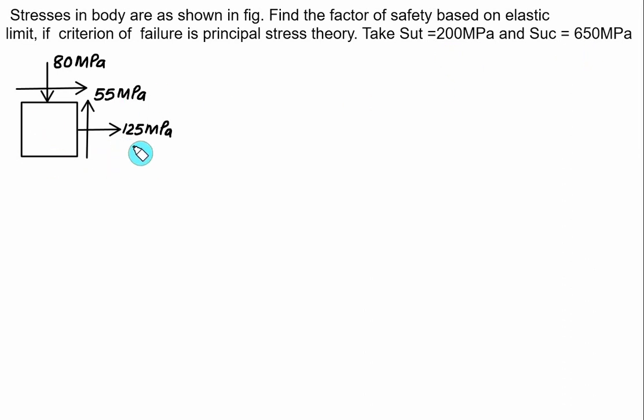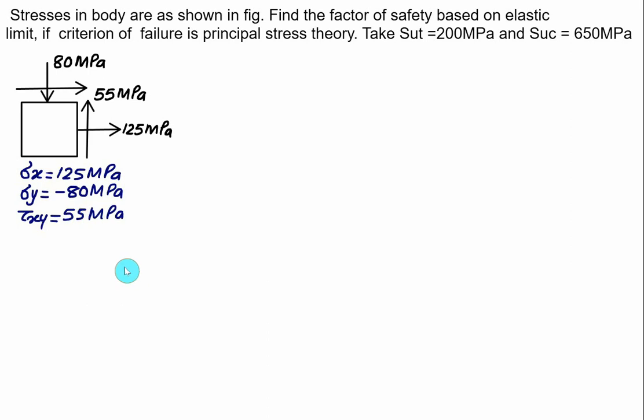The sigma x is shown outward, that is a positive value. So we have sigma x equal to 125. Tau xy is also a positive value because we are on the positive face and going towards the positive y direction. Whereas the 80 megapascal is a stress acting along the negative y direction, so it's a compressive stress. So sigma x is tensile, equal to 125 megapascal. Sigma y is compressive, so it is taken as negative, minus 80 megapascal, and tau xy is a positive value, 55 megapascal.